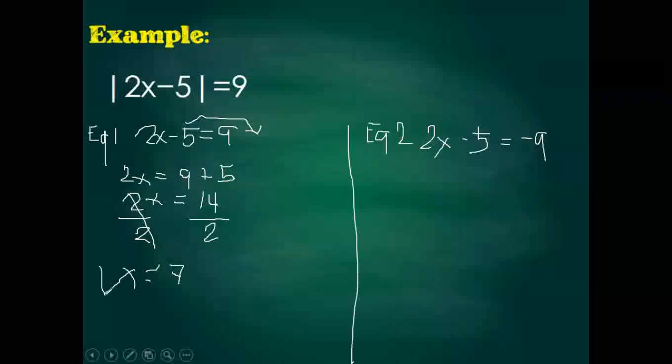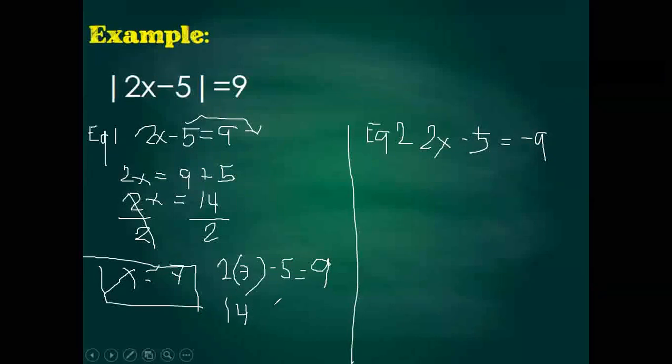If you want to check if your answer is correct, substitute the value of x: 2 times 7 minus 5 equals 9. So 2 times 7, 14, minus 5. 14 minus 5, 9 equals 9. Correct.